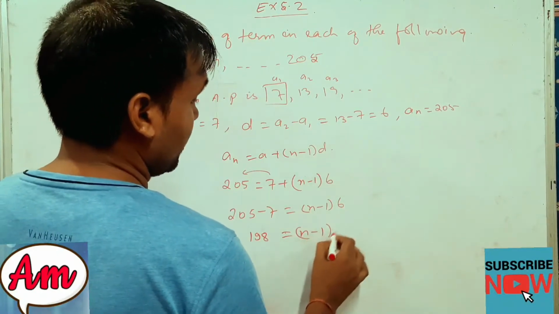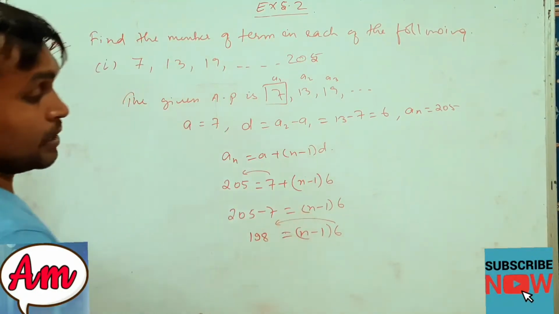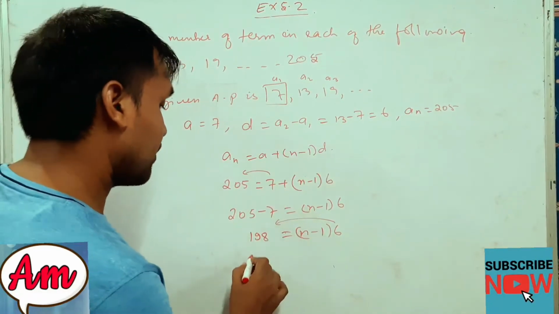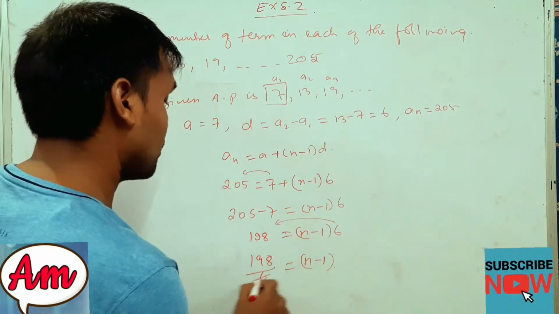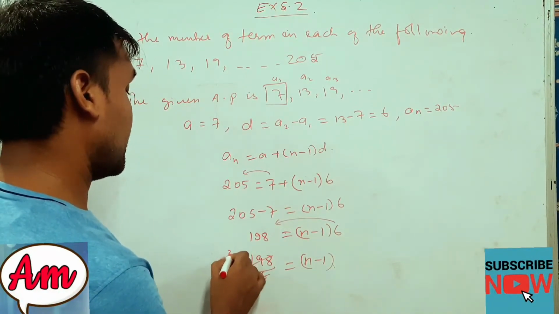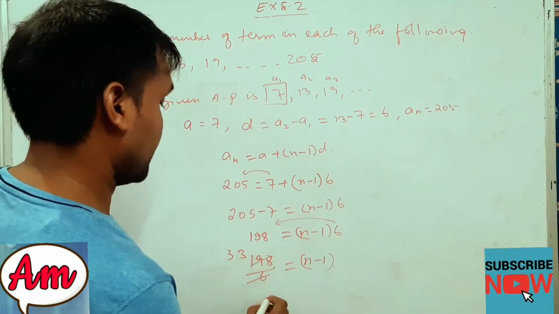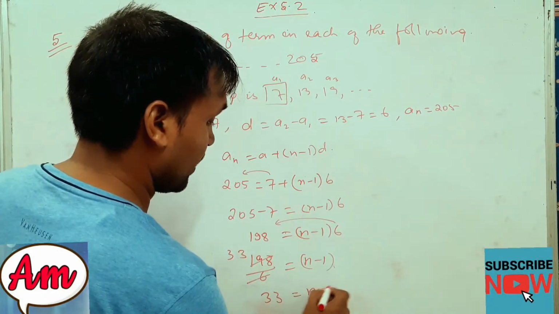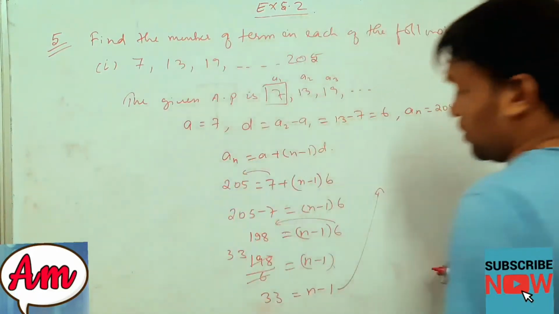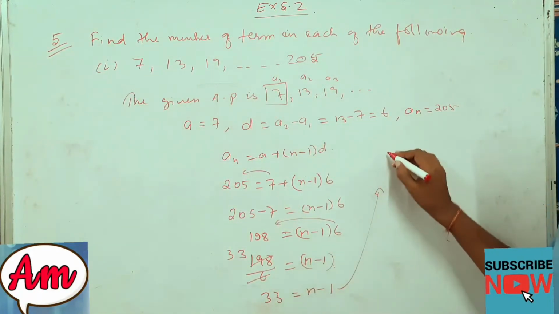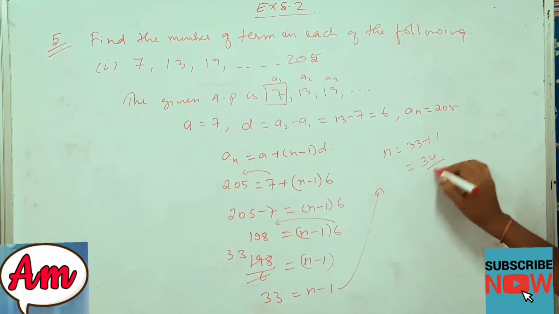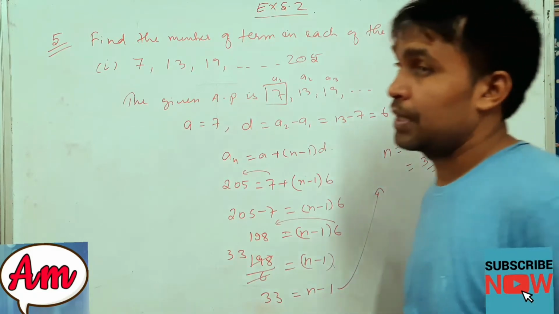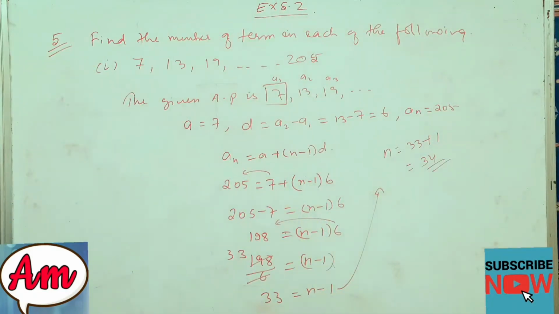So 198 equals n minus 1 into 6. This 6 you bring this side; it is multiplied here, so if it comes this side then divide, 198 divided by 6. So 6 threes are 18, and then 6 threes are 18, so 33 equals n minus 1. In the next step, students, you bring this 1 this side, so you get n equals 33 plus 1, which equals 34. So the number of terms here is 34. Okay, so you can take it down quickly, dear students.